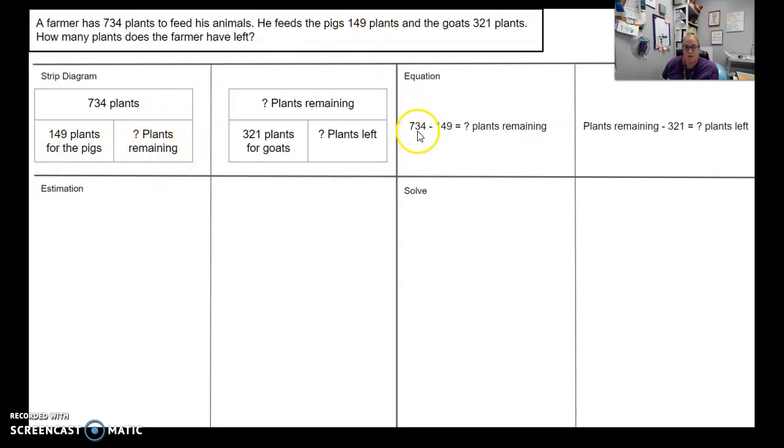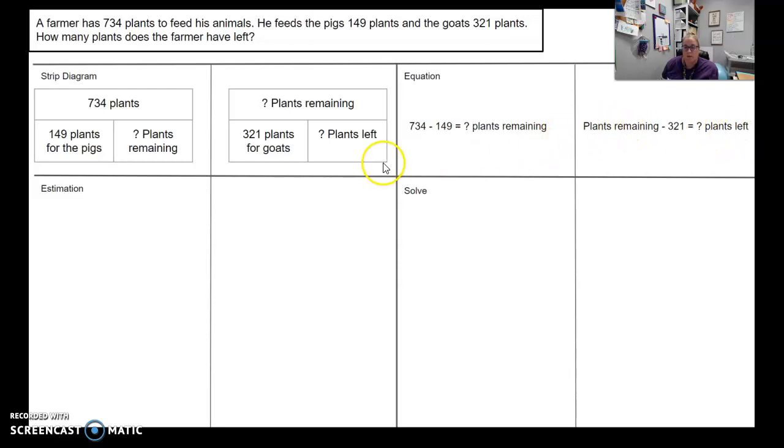And our equation would read 743 minus 149 equals the number of plants remaining. After we've done that, our second step is going to be using that number, whatever it is, for number of plants remaining, and we're going to take away 321 plants for the goats, and then we're going to have our plants that are left. And our equation would be plants remaining minus 321 equals our plants left.